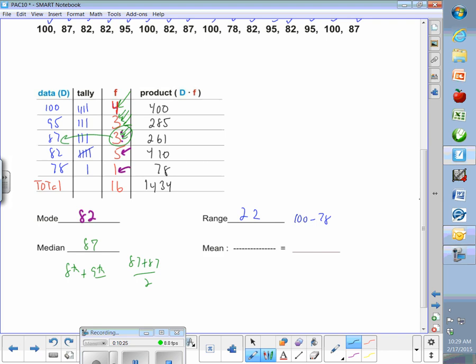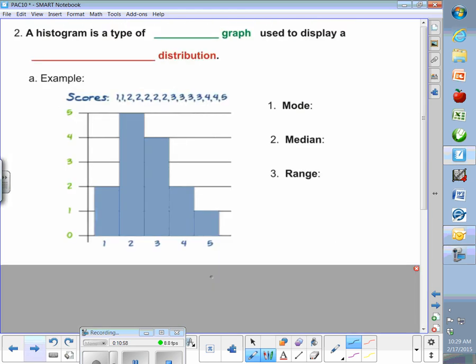Last thing is to do the mean, I'm sorry, which is the average, and that's easy. Right here is the total of our data, and right here are the number of pieces of data. So 1,434 divided by 16, and this ends up exactly 89.625, so we'll leave it at that exact number, 89.625. Okay, a frequency table. All right, so let's get on now to a histogram.